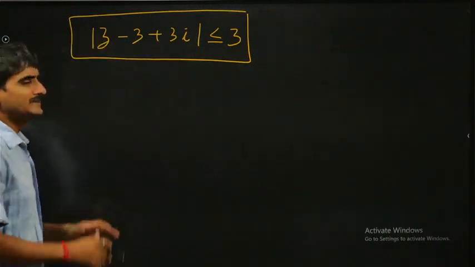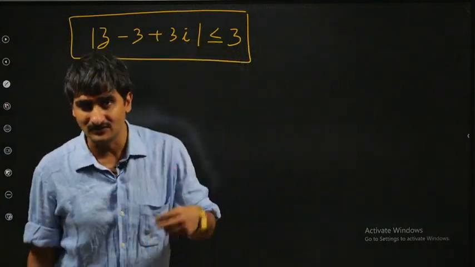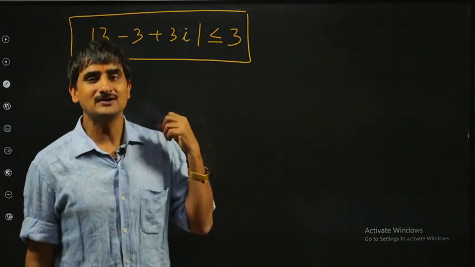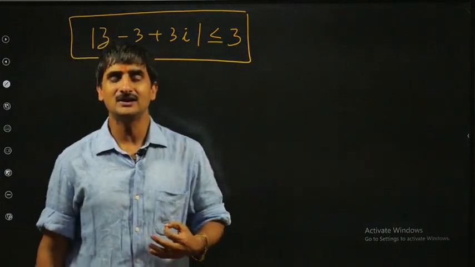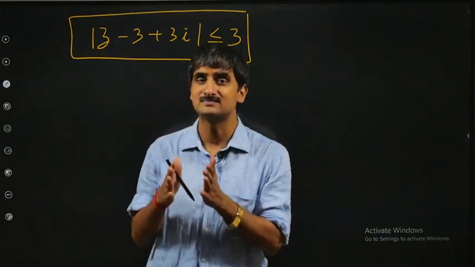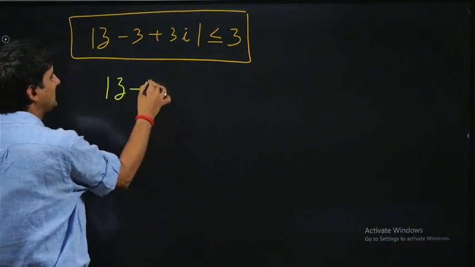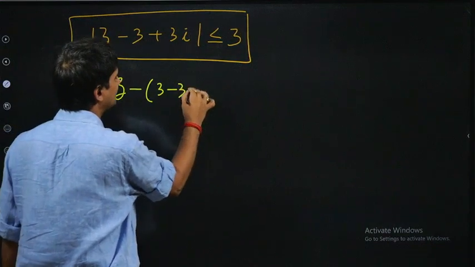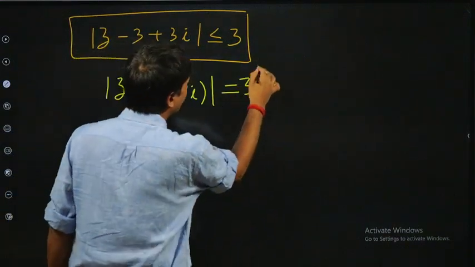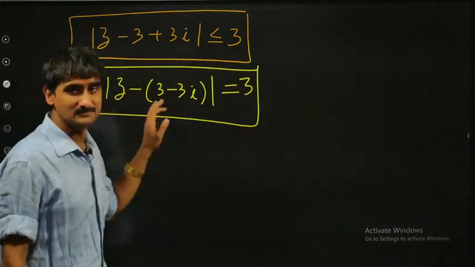Let us analyze this inequality with the help of geometry, and I always say whenever you have to analyze an inequality with the help of geometry, you should always go for its corresponding equality. So let's start with the corresponding equality. I will be writing it in this form. Now all of us know which curve is being represented by this equation.